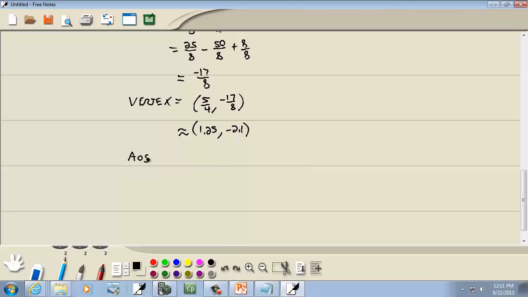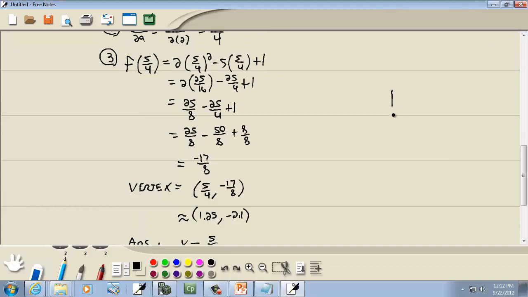Now our axis of symmetry. That's going to be the x part of our vertex, so x is equal to 5/4. We've already said that this opens up, which means we have a min. So our min is going to be negative 17/8. Sometimes that's written in point form, like I say.